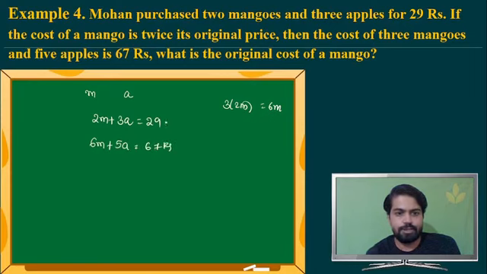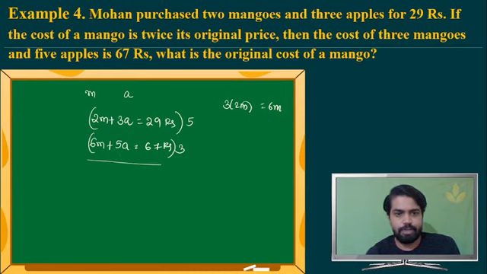What is the question? They are asking us to find the cost of a mango. That means we don't have to waste our time in solving for apple. Let us eliminate apple. How will you eliminate apple? The coefficient of apple here is 5. I am going to multiply this equation by 5. And the coefficient of this apple is 3. I am going to multiply this entire equation by 3. And we are subtracting them.